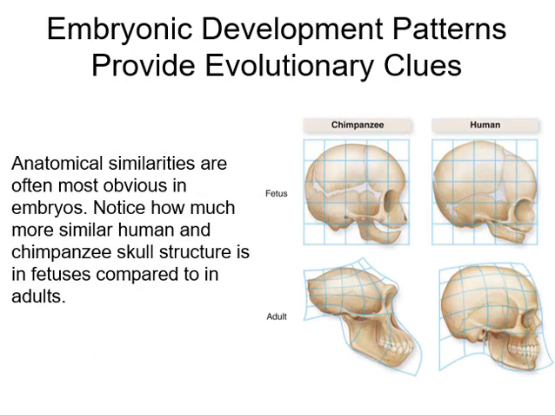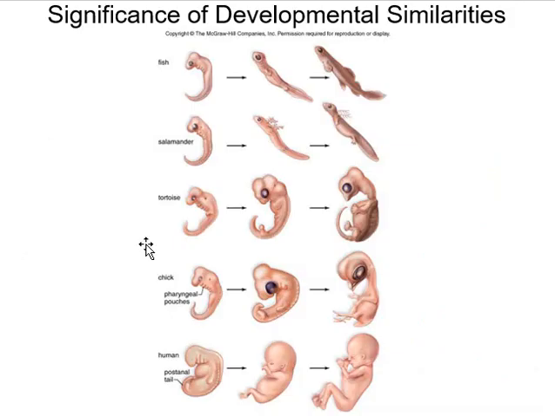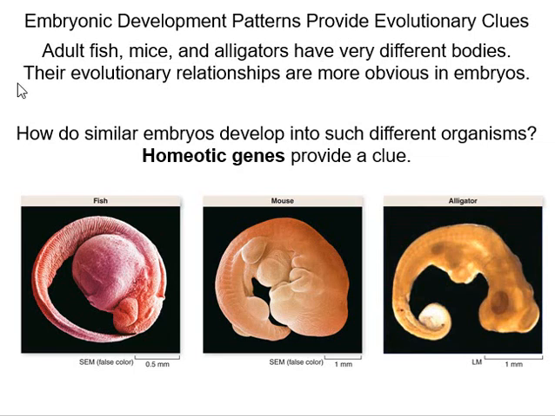Embryonic development patterns provide evolutionary clues. There's a chimp and a human fetal skull, very similar, but at the adult, they're very different. In fact, baby chimps, a 3-year-old or a 2-year-old baby chimp is smarter than a 2 or 3-year-old human. But then they start falling behind as they move into adulthood. Some similarities between different embryos. This is a drawing. I need to get some pictures of this. And so I did. Okay. Fish, mouse, alligator, very similar.